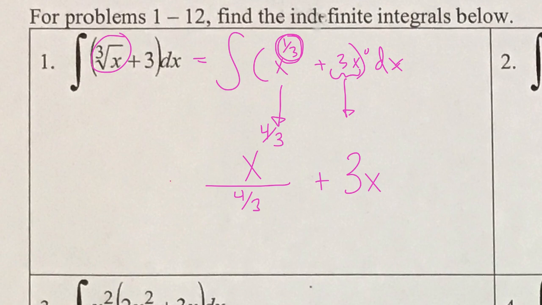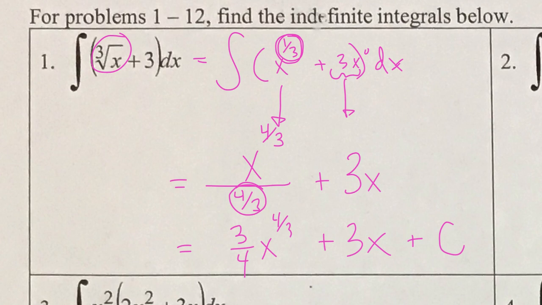So our last step is to multiply by our reciprocal, and we end up with 3/4 x to the 4/3 plus 3x, and then plus some random c, right? We're always going to have a plus c when we anti-differentiate, because our plus c will be a constant, and when we derive the constant part, it will go away from our function.